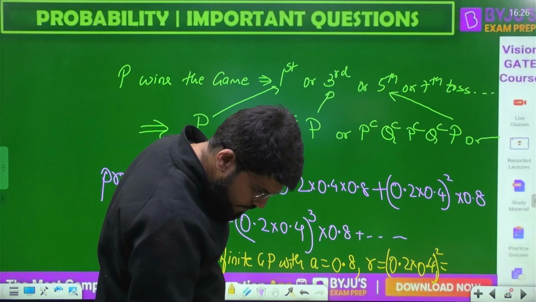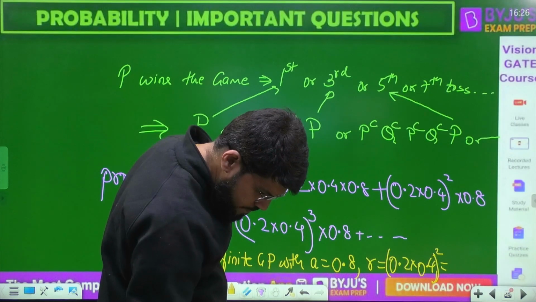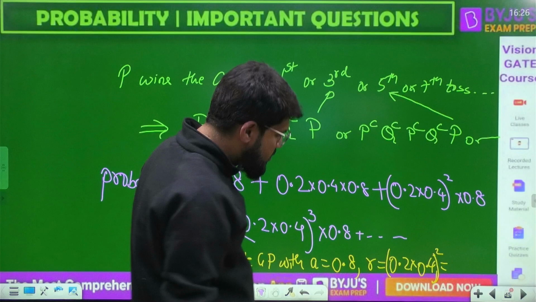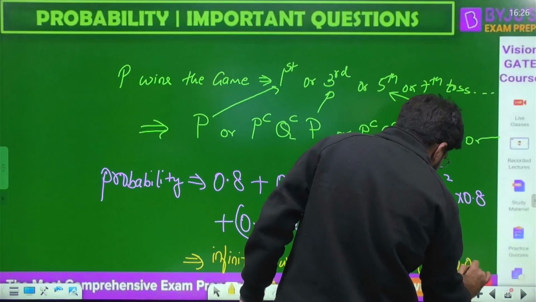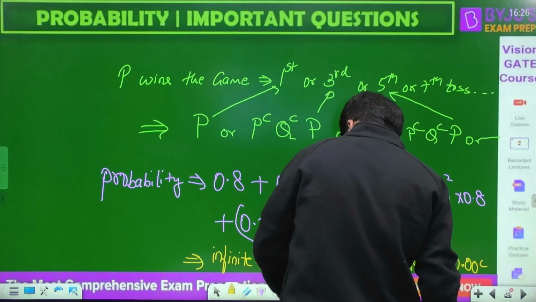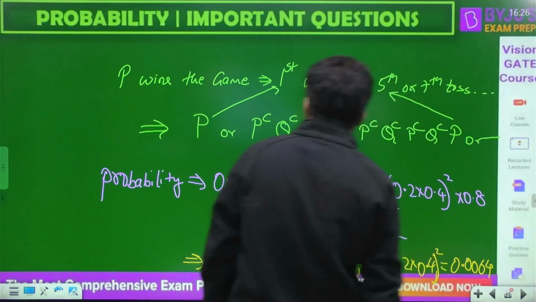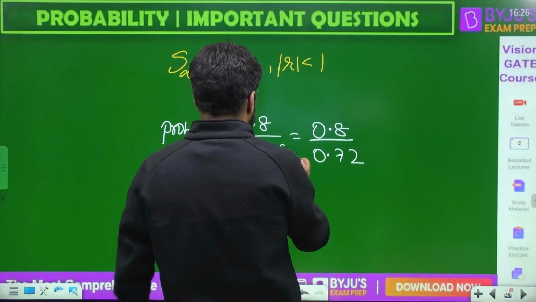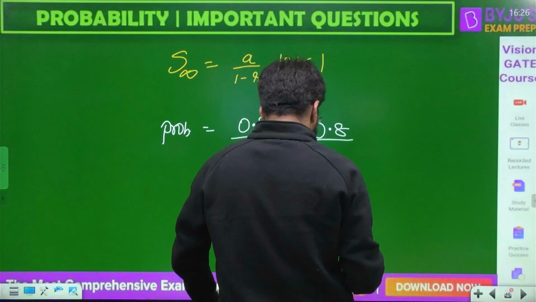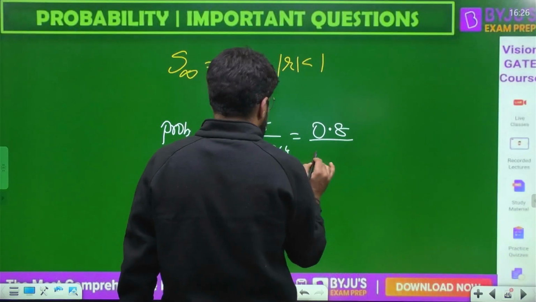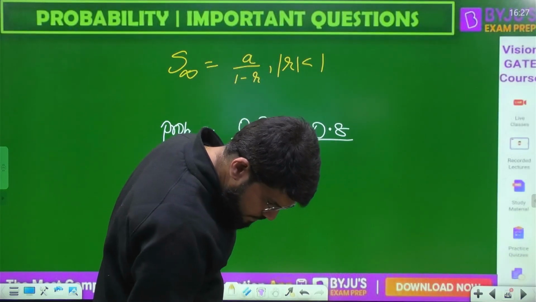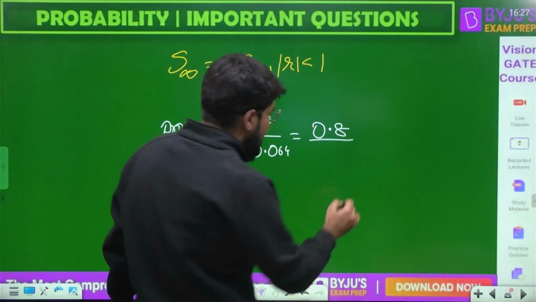Correct na? Yeah, 0.0064. Perfect hai. 0.0064. Okay. So this is 0.9936.